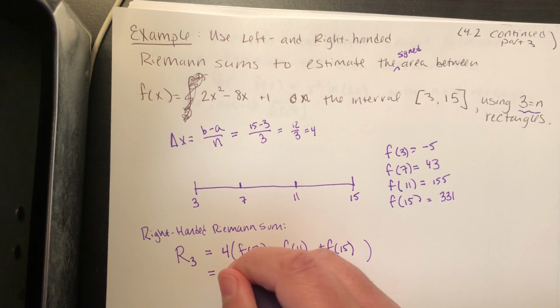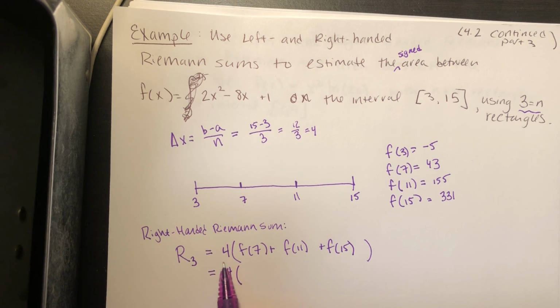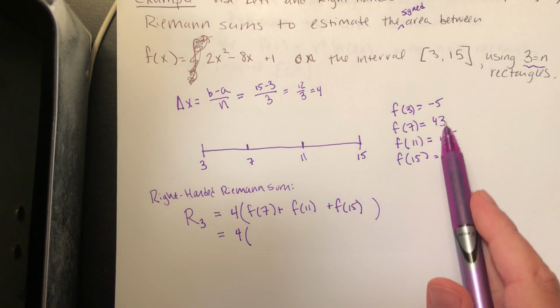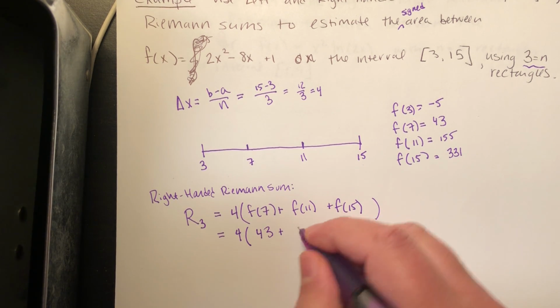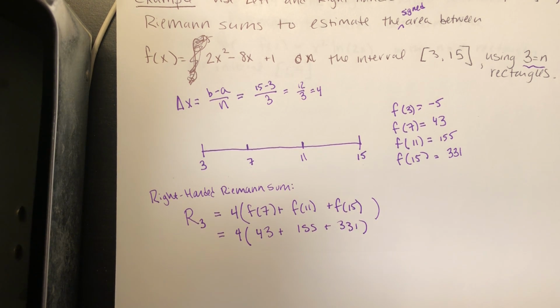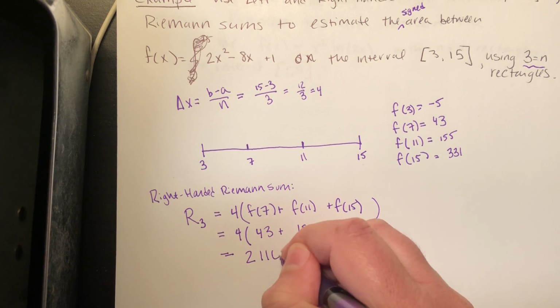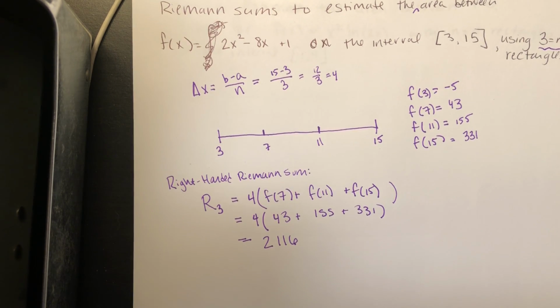And this is just a pretty straightforward computation. Again, the 4 on the outside, that's going to be your delta x. That's the base of each of these rectangles. And using my scratch work here, it's as simple as just plugging it in, 43 plus 155 plus 331, adding them all together and multiplying by 4, I get an estimated area of 2,116.